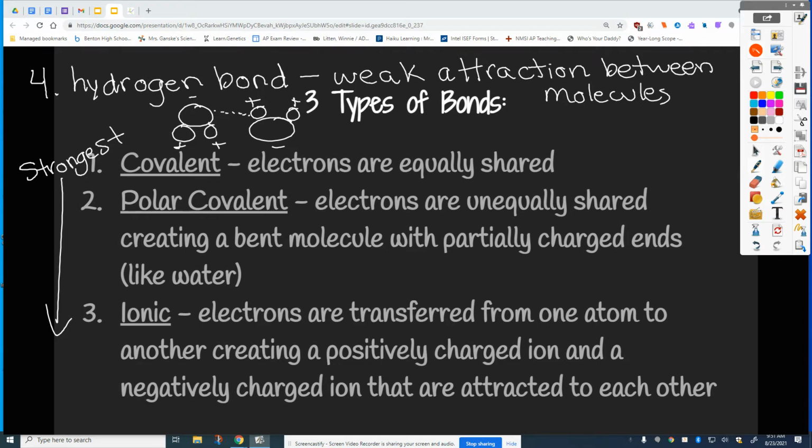There's a whole lot more to it. I'm gonna leave it to your chemistry teachers. Covalent equal sharing, polar covalent unequal sharing, ionic transferred electrons, hydrogen bond weak attraction between molecules. We see hydrogen bonds between water molecules, and we'll also talk about them between DNA strands. So that's where you're gonna see hydrogen bonds, between DNA and in water.